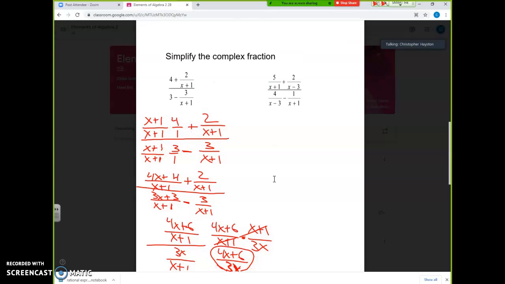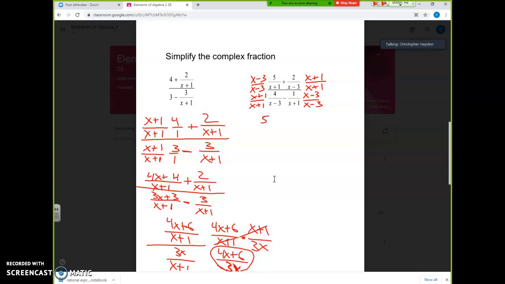Now my second one, my common denominator is x plus 1, x minus 3. Where the denominator is not there, I've got to put it. So essentially here I'm getting x minus 3 over x minus 3. On this side, x plus 1 over x plus 1. Over here, x plus 1 over x plus 1. Over here, x minus 3, x minus 3.